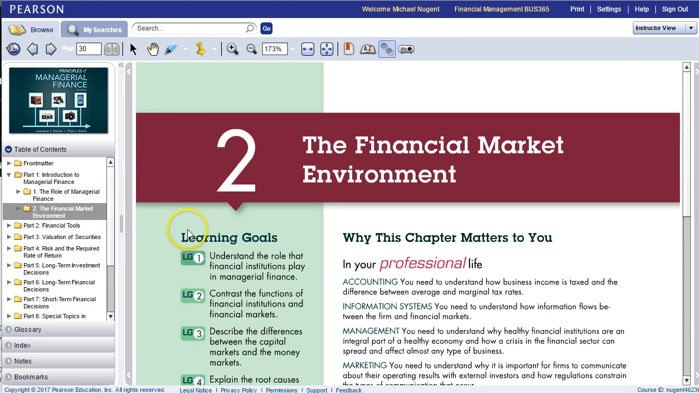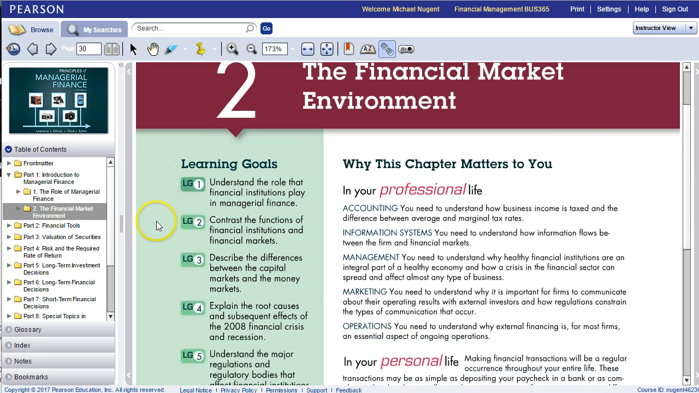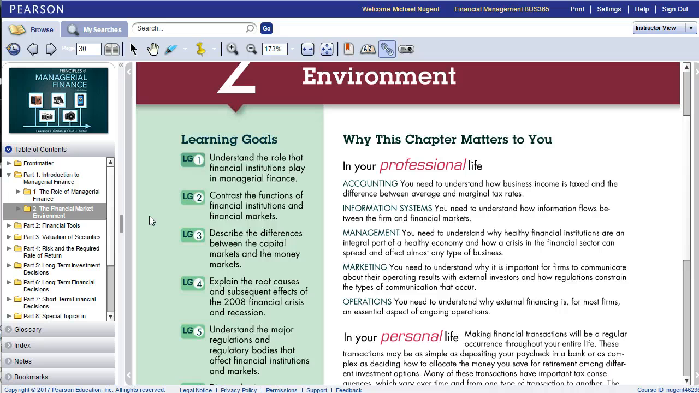So in chapter 2, we start talking about the financial market environment. So in the financial market environment, we want to look at how financial institutions are going to affect managerial finance. So financial institutions we're talking about brokerages, banks, financial markets such as stock market, bond market, options market. So we want to give an idea of the institutions that financial managers are going to interact with. And then the chapter goes in to look at the functions of these financial institutions and financial markets.